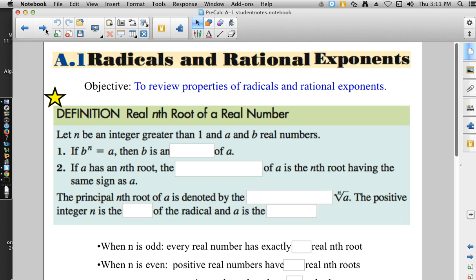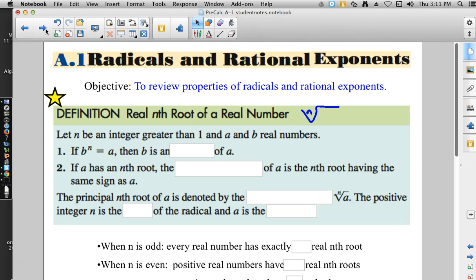A1, radicals and rational exponents. And our objective is simply, let's review those properties of radicals and rational exponents to begin with. So the definition, the real nth root of a real number. And hopefully when you read that, that brought you back to this, where we're taking the nth root of some real number. It says let n be an integer greater than 1, and a and b are real numbers.